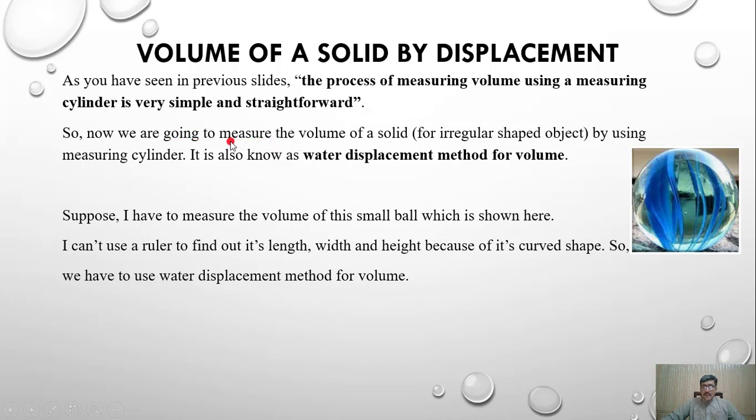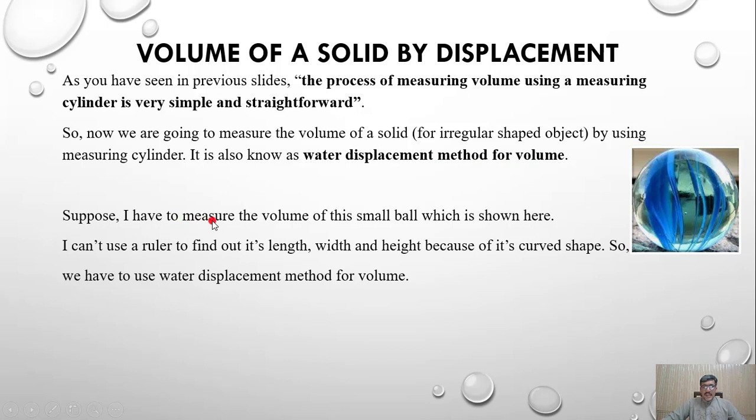When we are going to measure the volume of a solid using a measuring cylinder, it means that the solid object will be of irregular shape. If it is of regular shape, then we can measure its volume by measuring the length and then applying some mathematical formula. But for an irregular shaped object, measuring the volume by using a mathematical formula is somehow difficult. So we go for this method, that is also known as the water displacement method for volume.